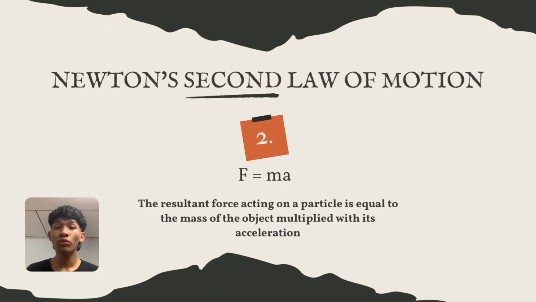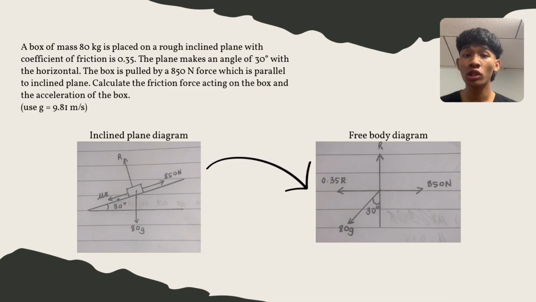So next, we will move to Newton's second law of motion. Basically, Newton's second law of motion is that the resultant force acting on a particle is equal to the mass of the object multiplied by its acceleration. Mathematically, it is F equals ma. Okay, now we will move to the problem statement.